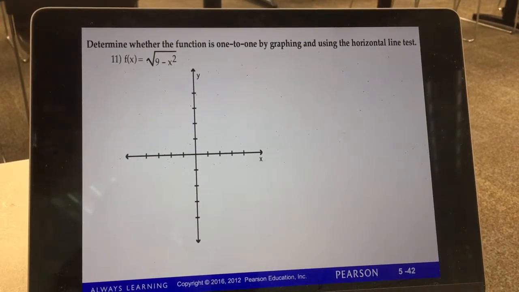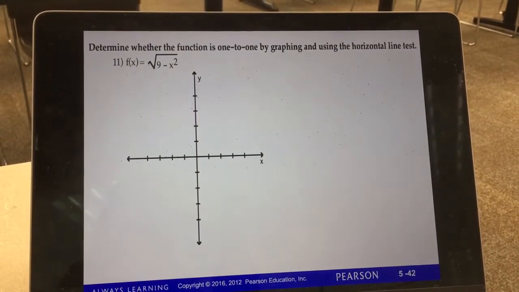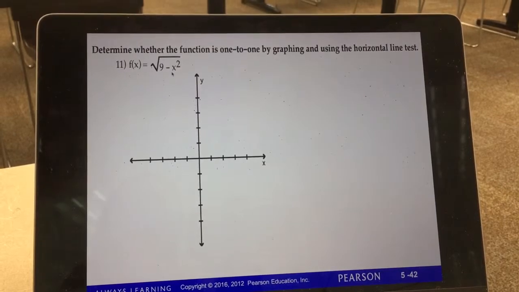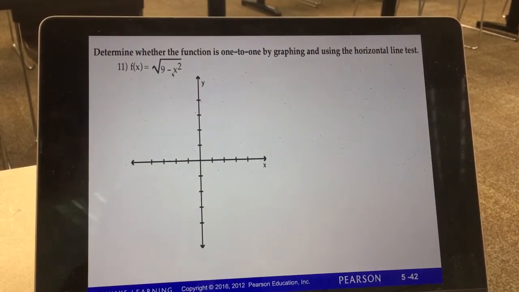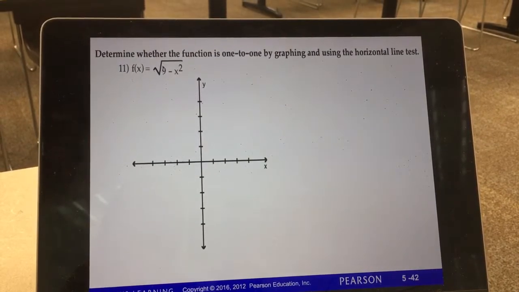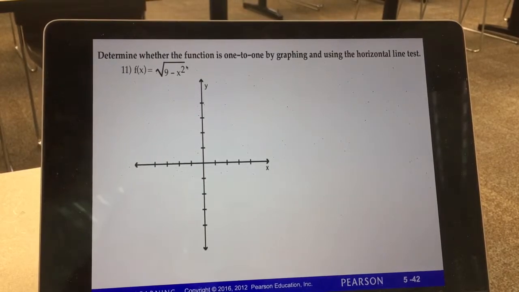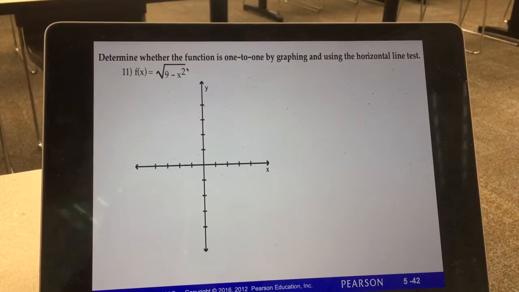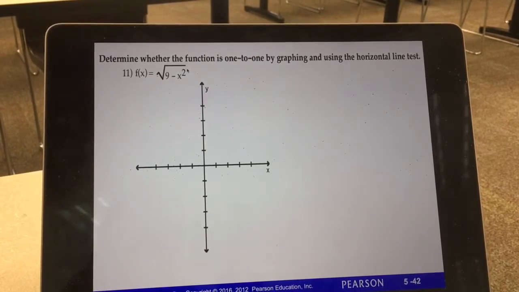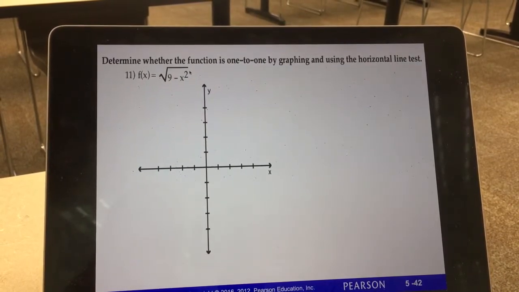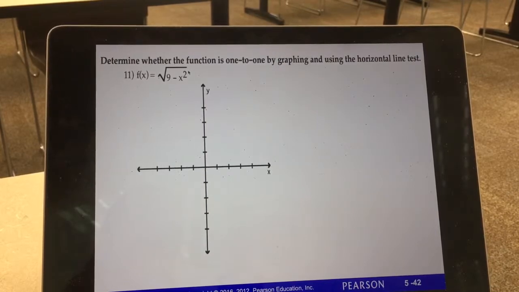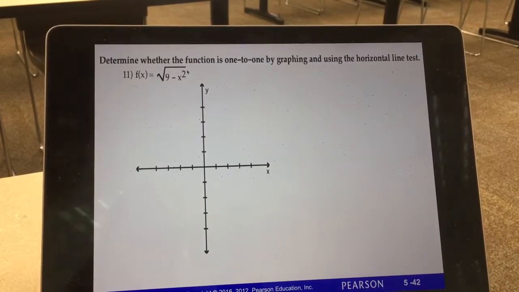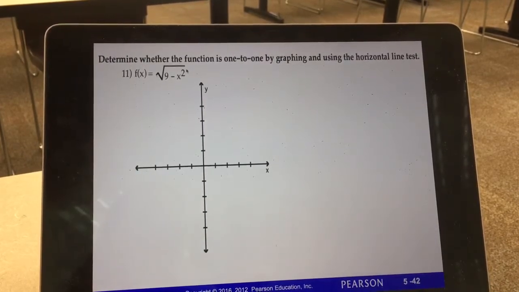Now I'm about to graph this one on the board, but let's think about what it looks like. Okay, we've got 9 minus x squared underneath the square root. The square root means that this is going to have a limited domain, and its domain is going to be when what is underneath the radical is greater than or equal to 0. So let's graph this one on the board.